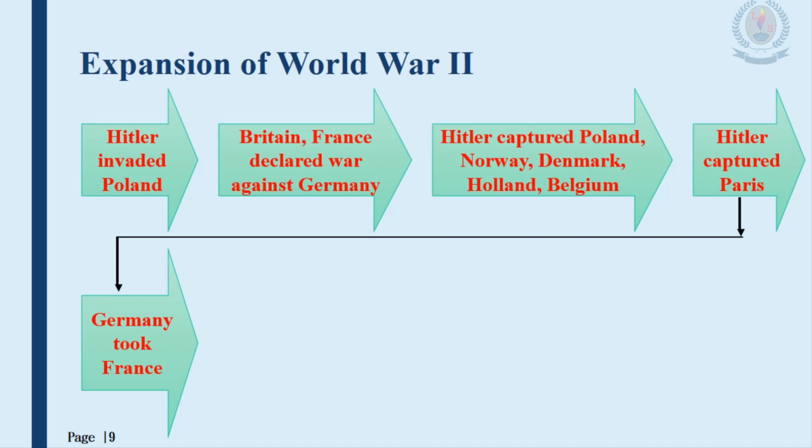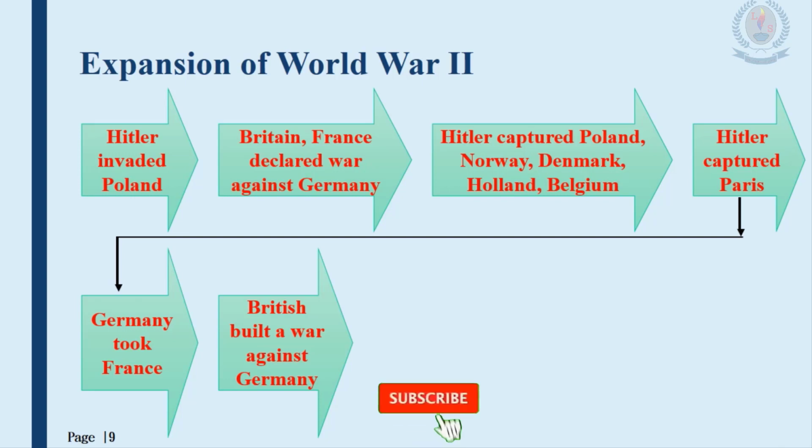Actually, at that time, Winston Churchill was the Prime Minister of Great Britain, and he considered the defeat of France as an insult to Great Britain, and that is why he built a war against Germany with the support of British colonies such as Canada, Australia, New Zealand, South Africa, India, and Ceylon. And after that, in this situation, USA, United States of America, also supported Britain a lot.